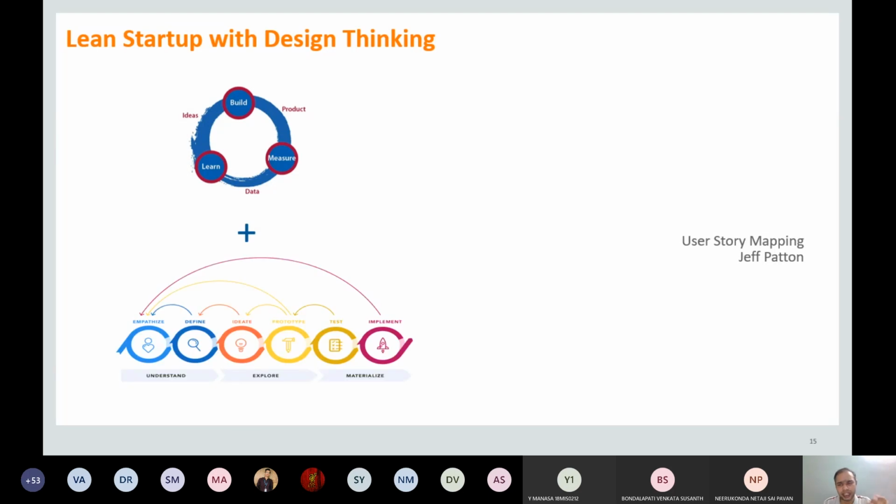So this is called lean startup with design thinking. Jeff Patton has mentioned this in his study, user story mapping. So you will basically try to get what the customer wants, and manufacture only what the customer requests, and you are going to be innovative, and at the same time launch your product in the market in a very short period after you conceive the idea.